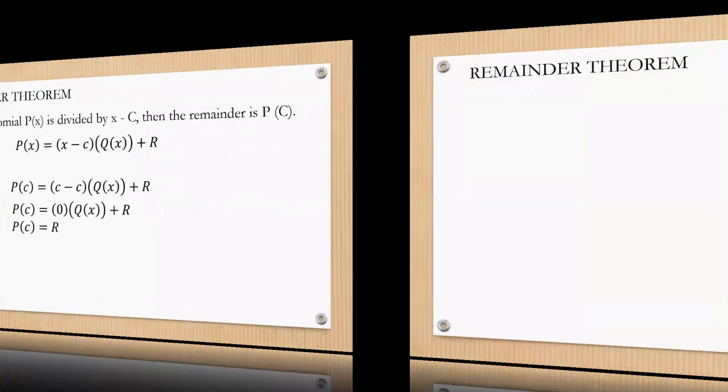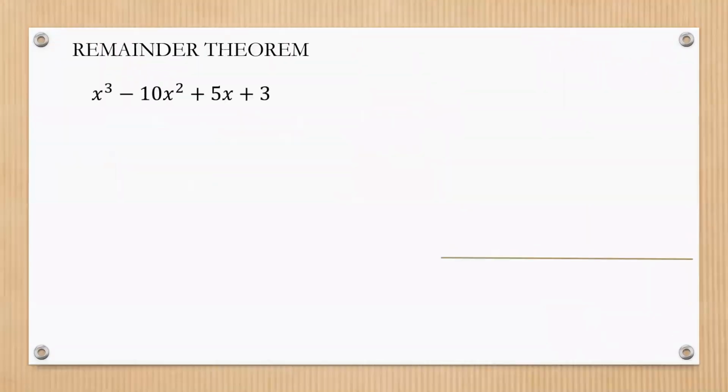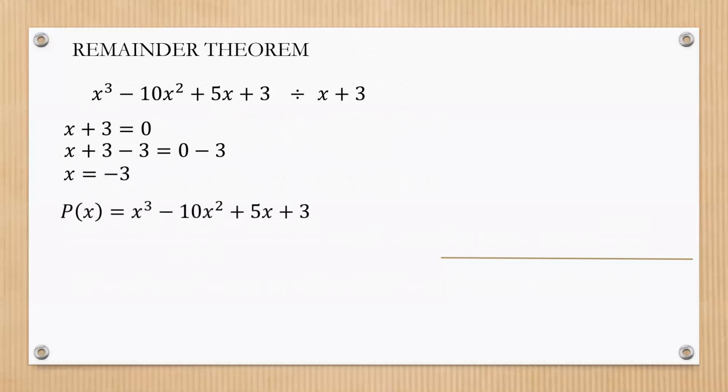Okay, let's try to put this one into practice. Remainder theorem. Try natin hanapin kung meron siyang remainder. Divide natin. So x cubed minus 10x squared plus 5x plus 3 divided by x plus 3. So test muna natin yung x plus 3. So therefore this is x plus 3 minus 3. So kung ayaw nyo yung kanyang proseso, kung positive yan, pag tinawid mo sa kabila, negative 3 kagad. So parang mabilis lang.